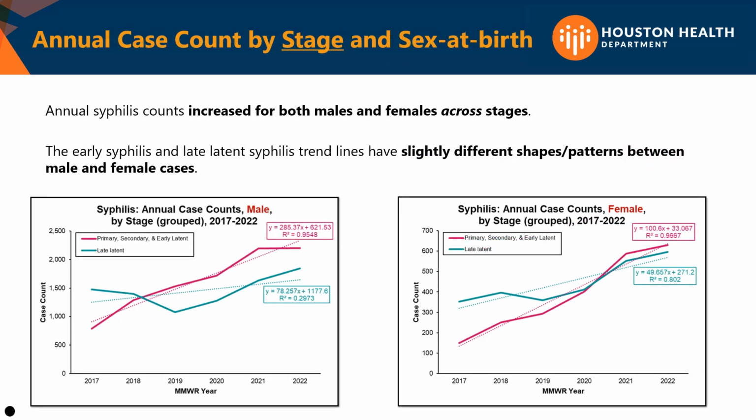Here we have a similar graph, stratified yet again by male and female. On the left represents male and the right represents females. As you can see, the male group increased, the primary secondary group passed the late latent in 2018 and 2019, while in the female group, it was in 2021 when the primary and secondary passed the late latent. Again, this is probably because the symptoms in males are more obvious. Though both these graphs have slightly different shapes and patterns, they're both increasing.